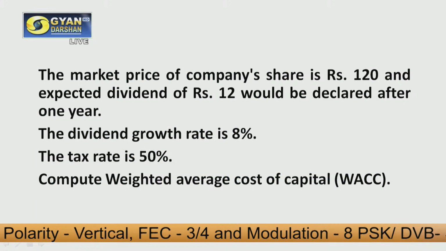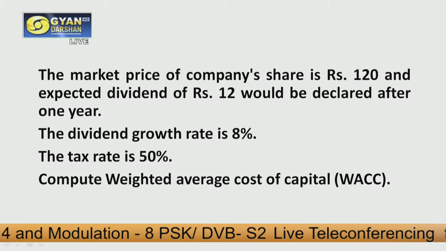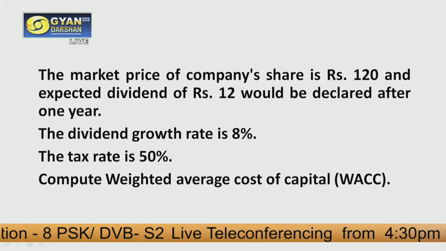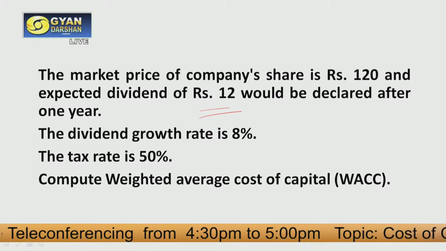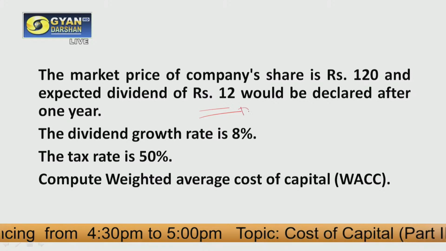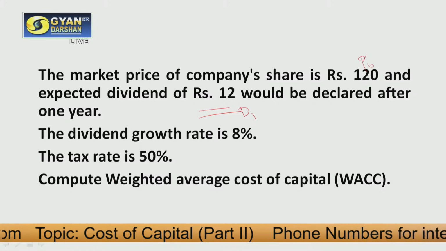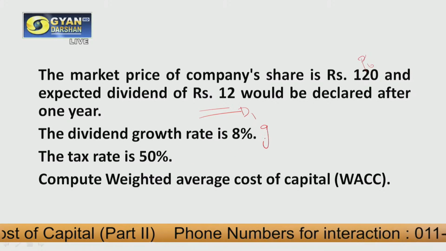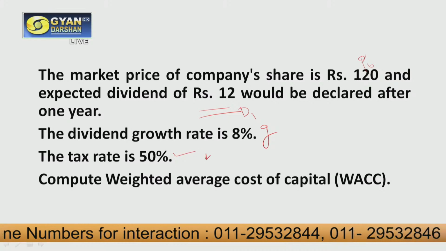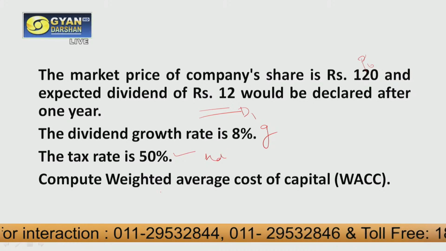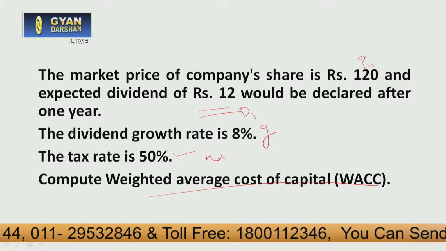Okay. Now the market price of the company share is 120 rupees. And the expected dividend in this case is 12 rupees, which is declared at the end of the first year. That means this is our D1 and this is our P0. Okay, the dividend growth rate is 8%. That means this is our g. The tax rate is 50%, which will be used for our cost of debt. Okay, we just need to calculate WACC using these values.